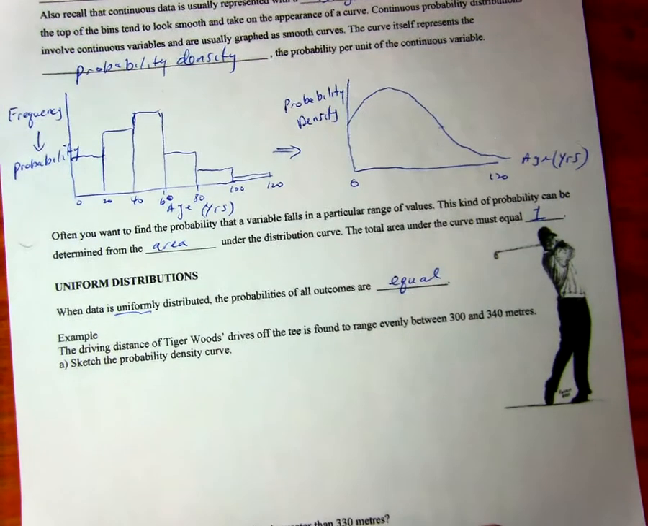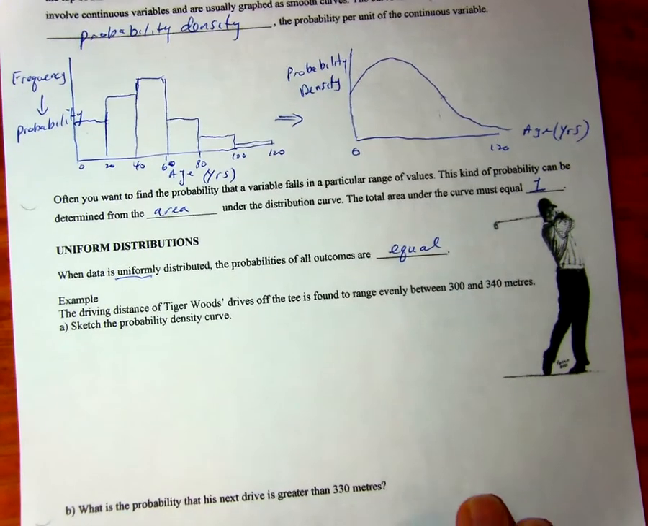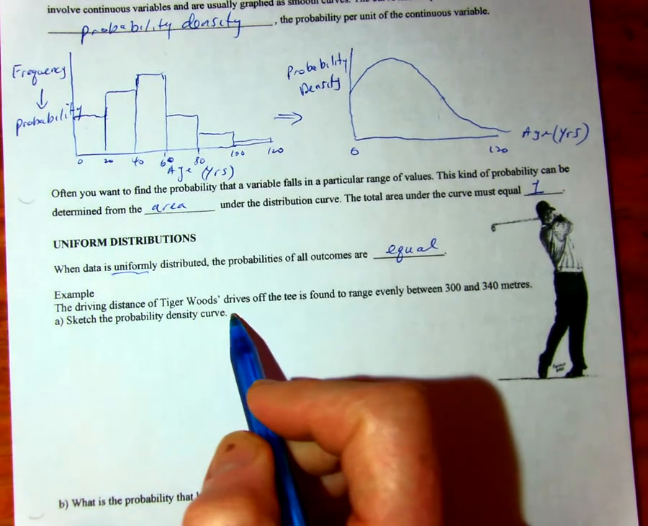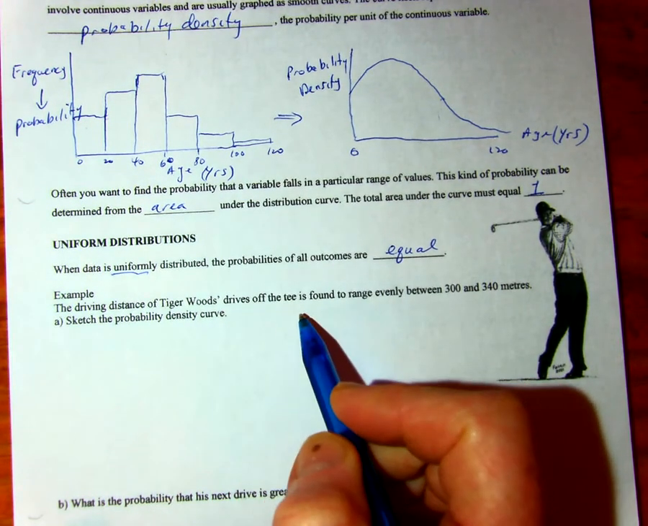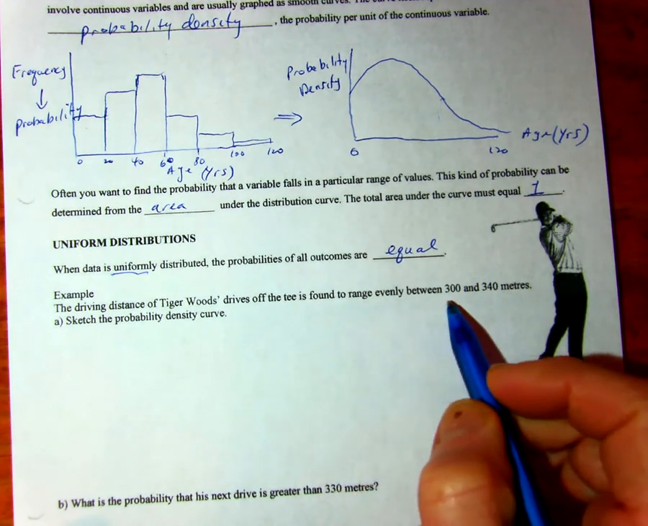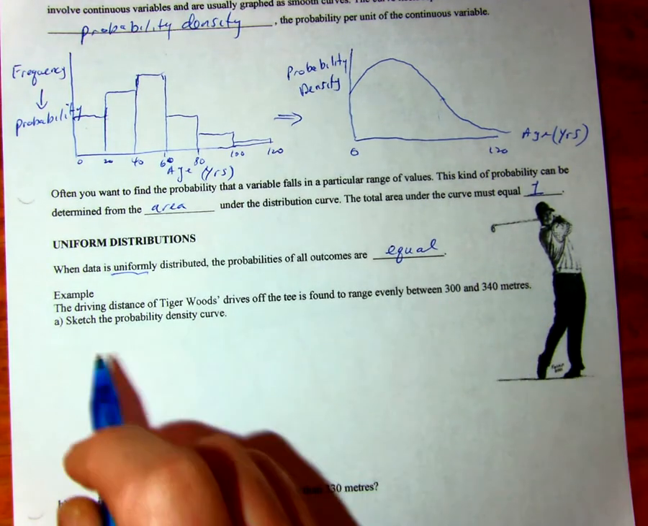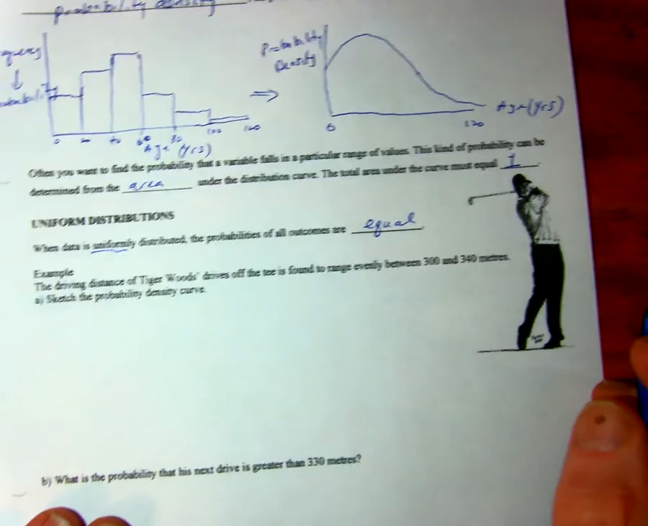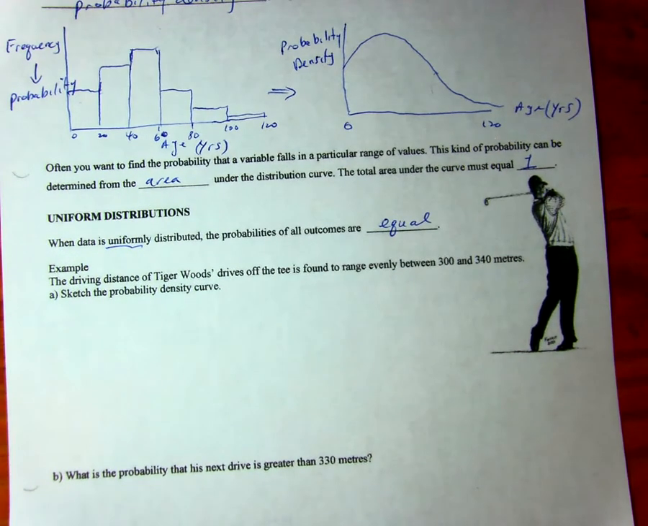All right. So, for example, the driving distance of Tiger Woods' drives off the tee is found to range evenly between 300 and 340 meters. Sketch the probability density curve. Now, I'm going to say right off the bat, is this realistic? If Tiger Woods hits a drive, is it going to be an equal chance that he's going to get a 300-meter length or a 340-meter length or something in between?